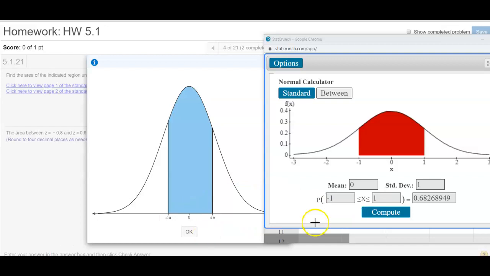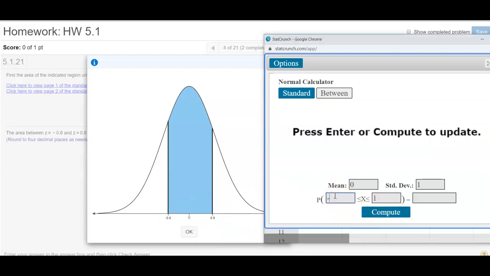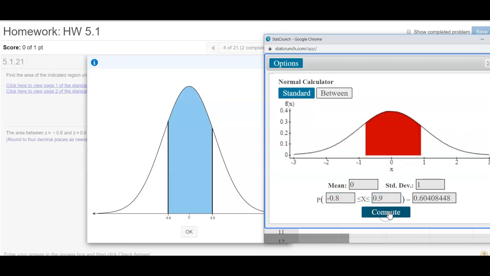So this is negative 0.8 and the other one is 0.9, and I compute. So here my area is 0.6408. Again, depending on how many decimal places they want. I think in this case they want 4 decimal places. I'm going to go ahead and do that.